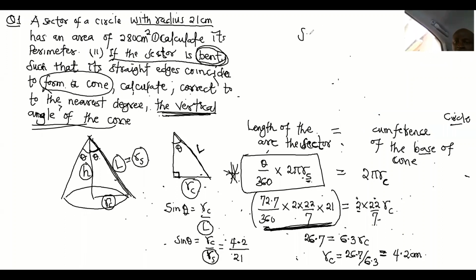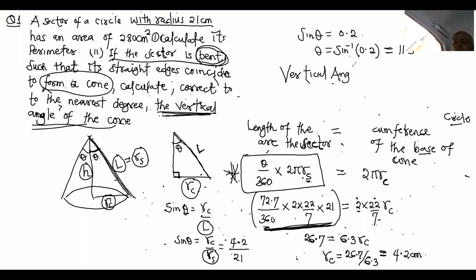Sine theta equals 0.2. So theta will be what? Arc sine of 0.2. What's the answer? 11.5 degrees. What is that, the total angle? What is the vertical angle of the cone now?